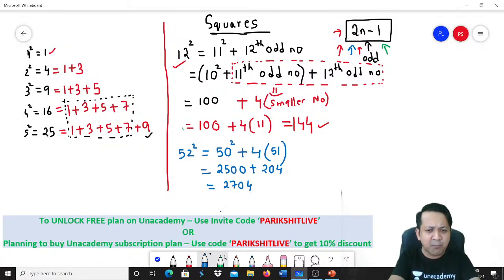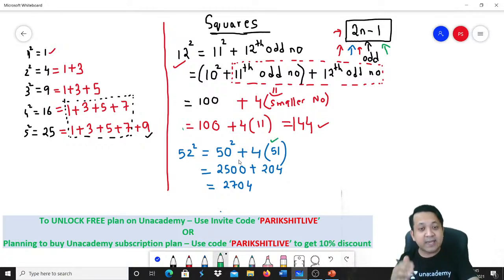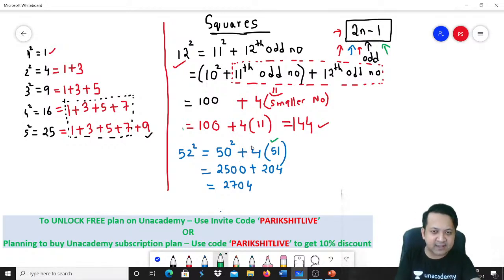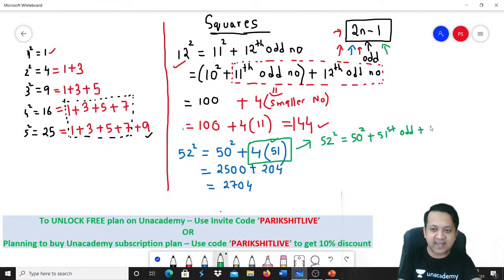Someone might have a doubt here. Why are we having 4 times 51? Remember, 52 square is 50 square plus the 51st. If you have a doubt here, you need to visualize like this. 52 square will actually be equal to 50 square plus the 51st odd plus the 52nd odd. Correct? I hope you agree with this, right?